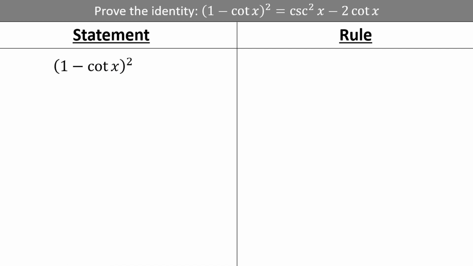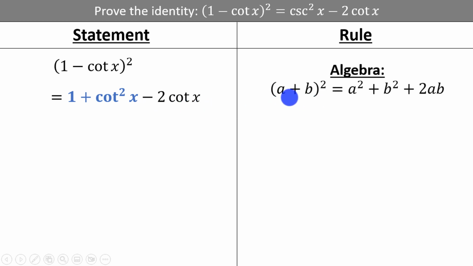We can multiply this out so that we get 1 plus cotangent squared minus 2 times cotangent of x. This is due to the common algebra rule of a plus b squared is equal to a squared plus b squared plus 2ab. A is 1, so a squared is 1. B is negative cotangent of x, which when squared gives us cotangent squared of x. A times b is 1 times negative cotangent of x, which is negative 2 times cotangent of x when we add the 2.